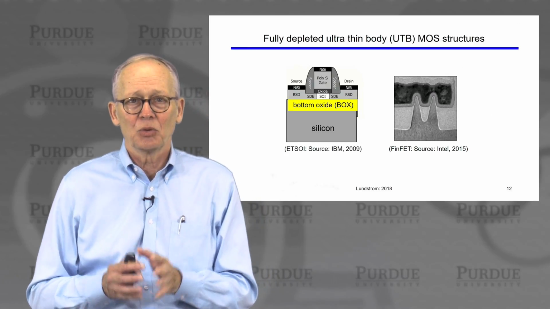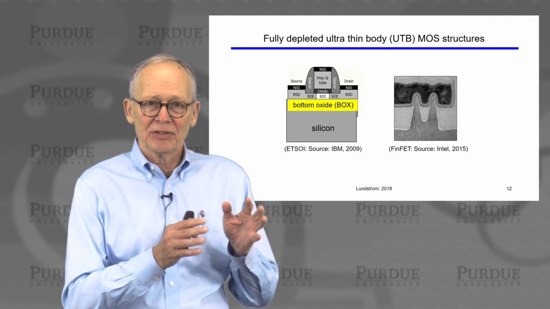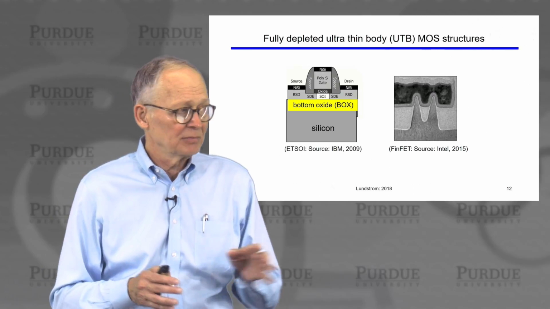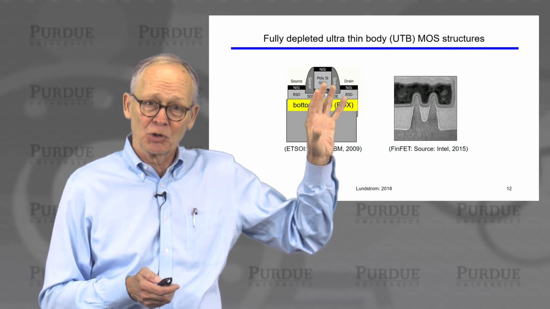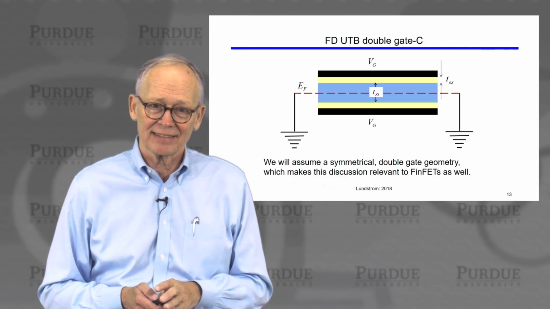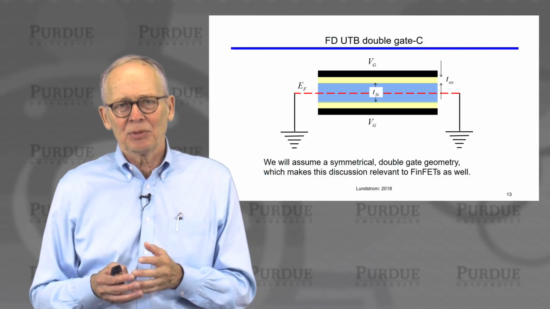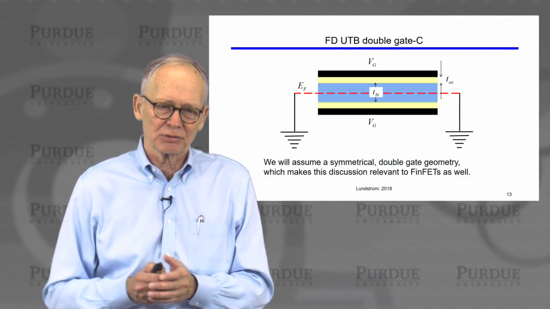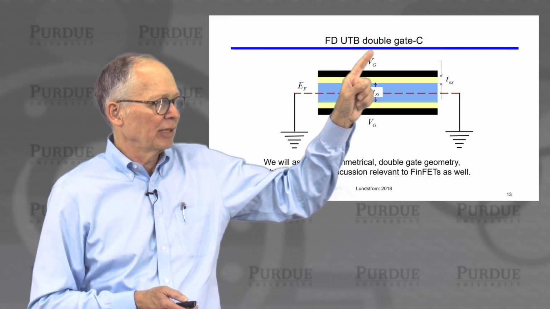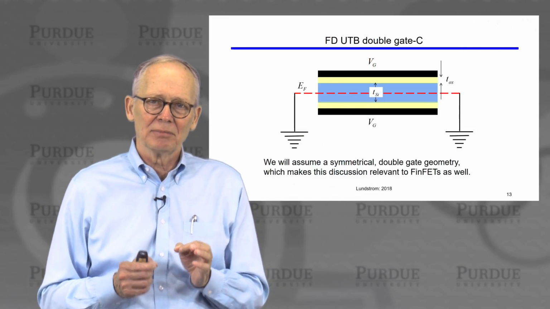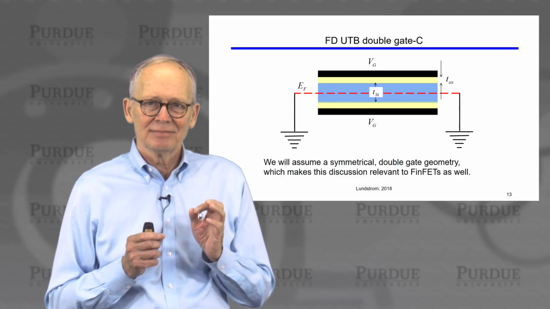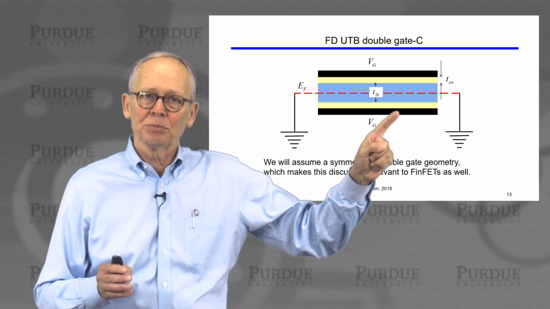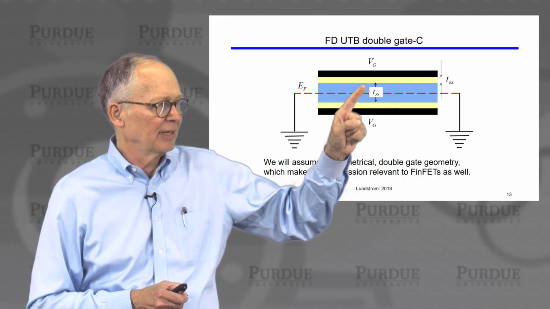So we should ask ourselves, what changes in these structures? We've understood the charge versus surface potential in a bulk semiconductor system. How does it change in the more modern systems that are in use in the latest technology? Well, we'll do a simple example that will really help us understand both of these two structures. We'll take something that we call a fully depleted, ultra-thin body, double gate MOS capacitor. So there'll be a thin silicon layer, undoped, so it's fully depleted all of the time, we could say.